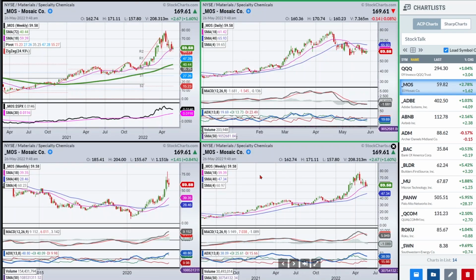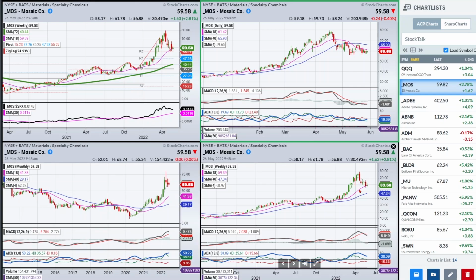Okay, so Mosaic, I didn't get to this last week. So look at this. We rallied, we've pulled back to a rising 18-week, and the 18-week is above a rising 40-week. We've got a strong momentum condition in place. The MACD has turned down a little bit. So what we could expect is some kind of a rally that maybe forces a little bit of a double bottom in this situation.